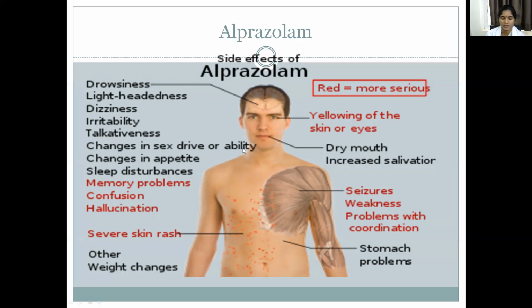First, mechanism of action: it also acts on GABA receptors like diazepam. Adverse effects are drowsiness, lightheadedness, dizziness, dry mouth, increased salivation, changes in appetite and weight changes, skin rashes, hallucinations, yellowing of the skin or eyes, and it also causes seizures. So these are the adverse effects of alprazolam.